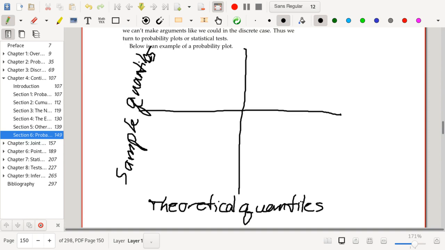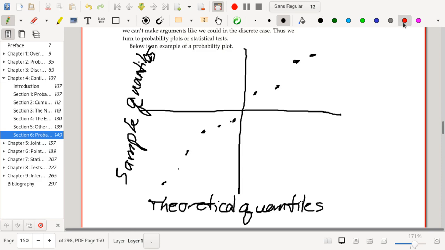So then we plot a theoretical quantile, for example, the fifth percentile. So we plot the theoretical fifth percentile and the observed fifth percentile. The theoretical 10th percentile and the observed 10th percentile. The theoretical 50th percentile and the observed 50th percentile. All the way through all the percentiles in our sample. And we create a scatter plot of those percentiles. So something looking like this. So here's just some fictitious data set.